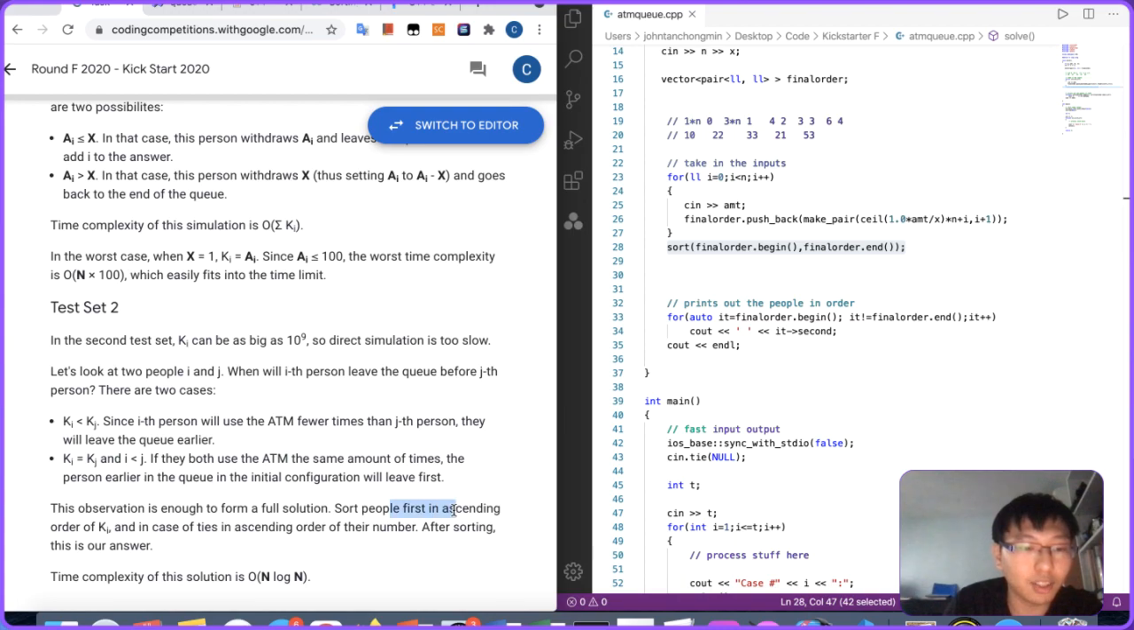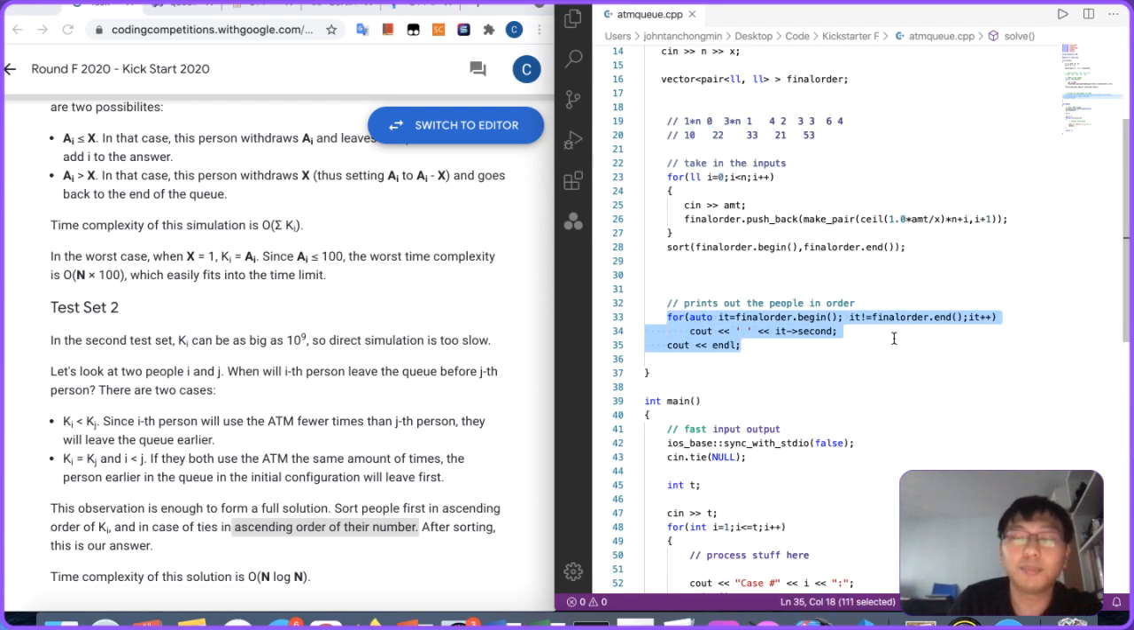Sort people in ascending order of ki, then in case of a tie, in ascending order of their numbers. Essentially, we sort by ki, the number of times they use the ATM, and we multiply by n to make sure this number dominates the second one. If there's a tie, we go by the number. Sorting in this order preserves the order of the elements. Hence, the complexity of this solution is O(n log n).